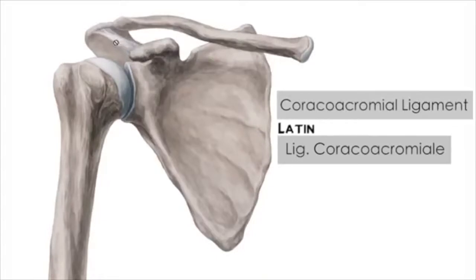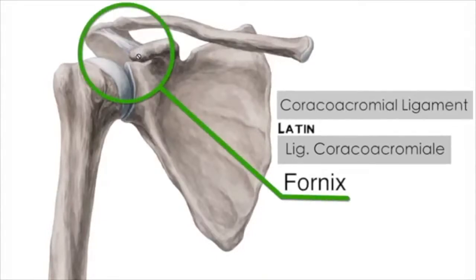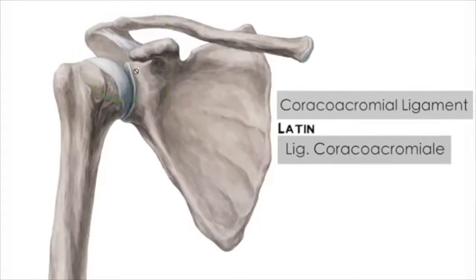This is forming an arch, also known as a fornix, above the joint, which is preventing superior luxation of the joint, and it restricts the movements of the joint. An example of that is abduction can only happen up to 90 degrees, because the greater tuberosity of the humerus, as you can see on this image right here, will then come into contact with this ligament and prevent further movement.